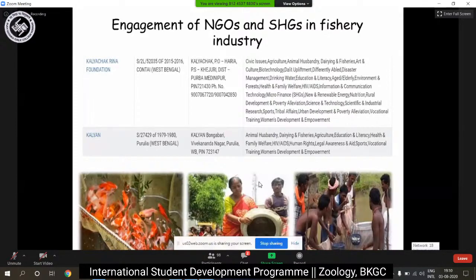So such type of entrepreneurship, such type of limited local scale involvement of people and your orientation can actually help the development of not only you, but the society as a whole.